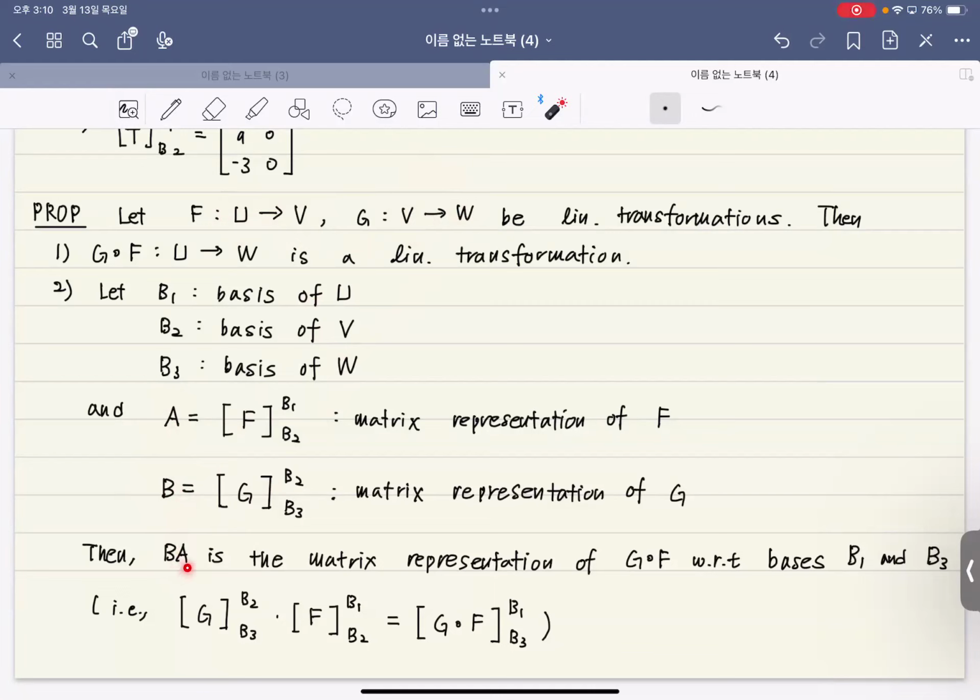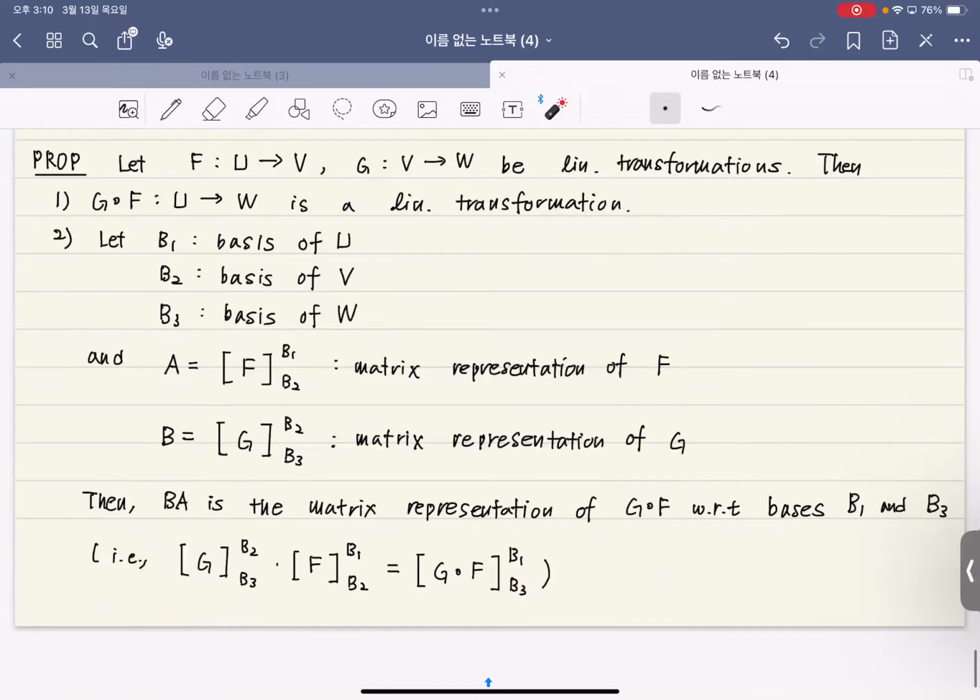Now, what I'm claiming here is that this product is a matrix representation of the linear transformation G composed with F, with respect to bases B1 and B3. So this is B and this is A. This matrix times this matrix is a matrix representation of the transformation from B1 to B3. So why is that?